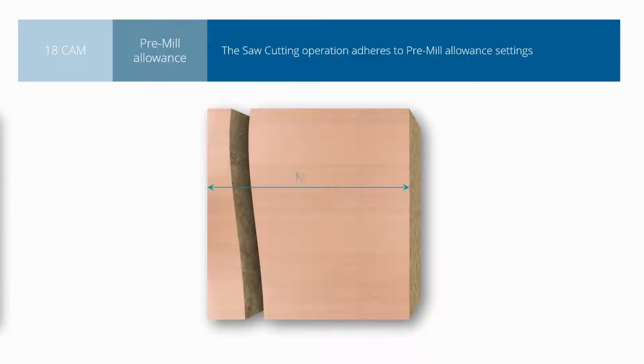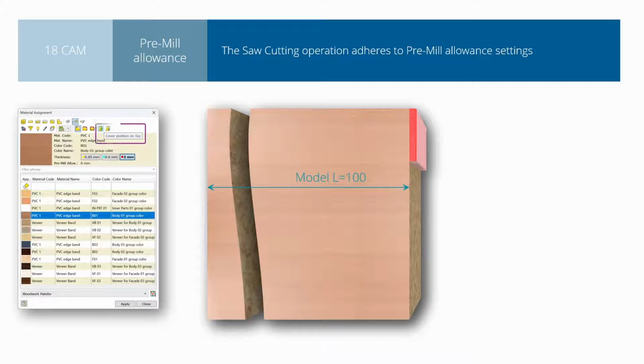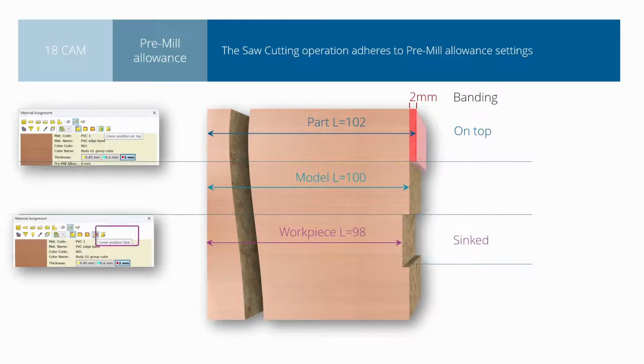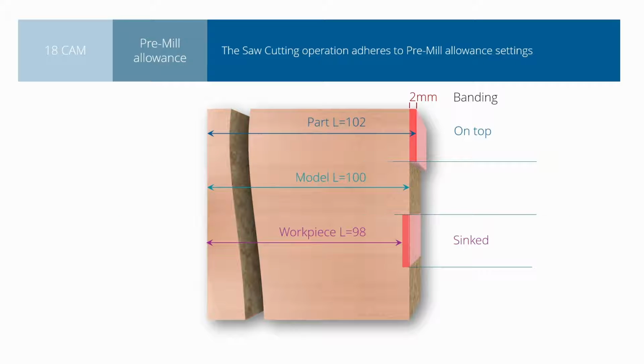Now let's examine pre-mill allowance using a 100 mm length of a part as an example. Let's illustrate with a 2 mm edge banding example. When applied in the on top position, the part length increases by 2 mm. Pre-mill allowance has no effect. Now let's explore the scenario with sunk edge banding. As observed, the workpiece size decreased by the thickness of the edge banding. When the edge banding is applied, it remains flush with the model edge.